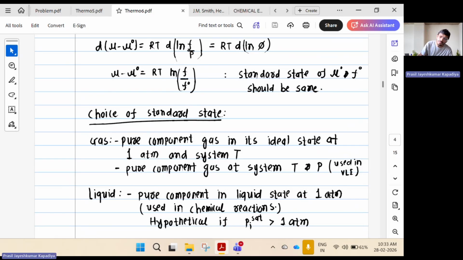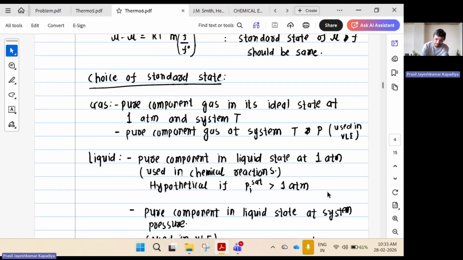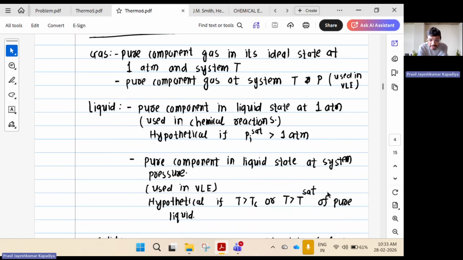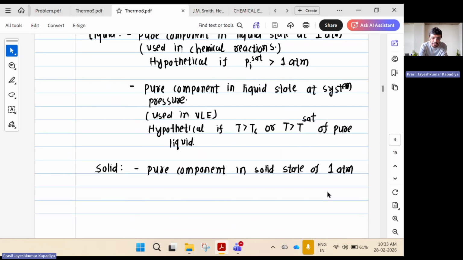Now when I'm dealing with the liquid phase, we take a pure component in liquid state at 1 atmospheric pressure, or a pure component in liquid state at system pressure, which is also basically used in the study of vapor liquid equilibrium. For solid, a pure component in solid state at 1 atmospheric pressure.